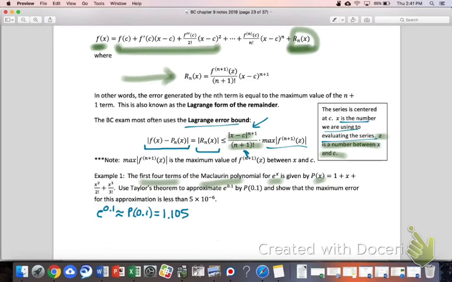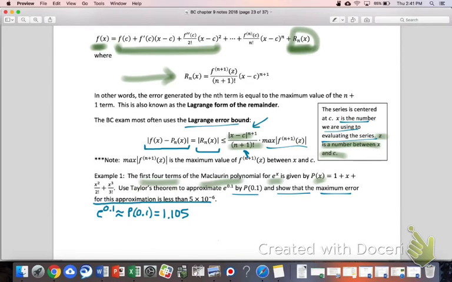So here's what we've got to do. It says, we found this. Now it says, show that the maximum error for this approximation is less than that number. And that's a pretty tiny number, but we want to show that our error is less than that. So we're basically setting an acceptable level of error for whatever our purposes might be. We're setting that level of error.